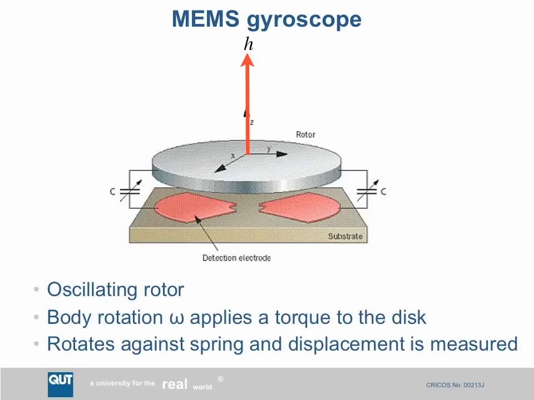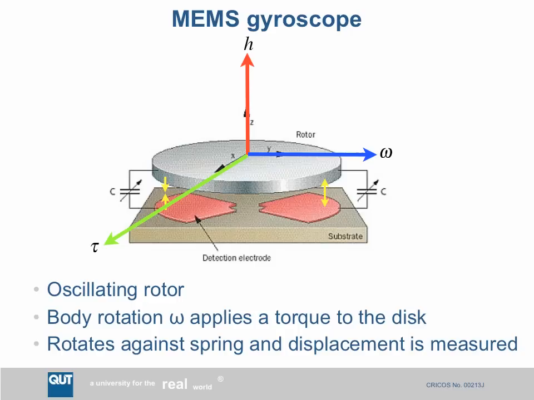Now, if I rotate this sensor around the blue axis with an angular velocity omega, the rotating disc is going to have a torque exerted on it around this green axis. So this rotor is sprung, so if a torque is exerted on it around this axis, it's going to move in such a way that one side of the disc is going to kick up, the other side of the disc is going to kick down. Now, there are some capacitive distance sensors in here, and so they measure the change in displacement. One side of the disc goes up, one side of the disc comes down, and from that we can compute the torque that's exerted on the disc.